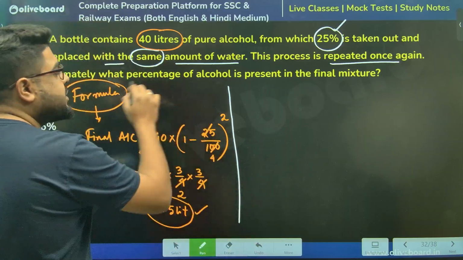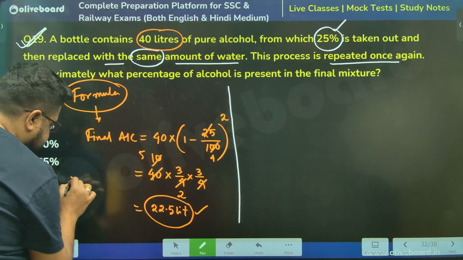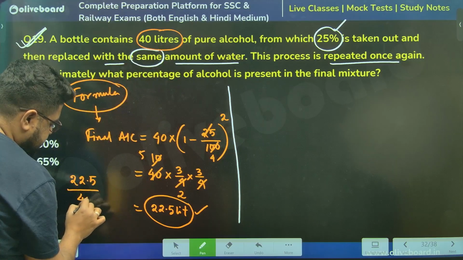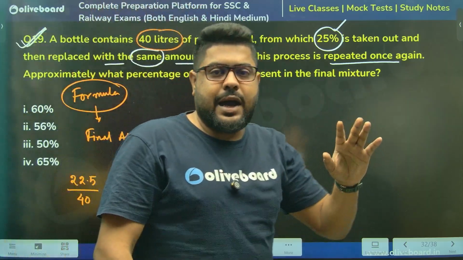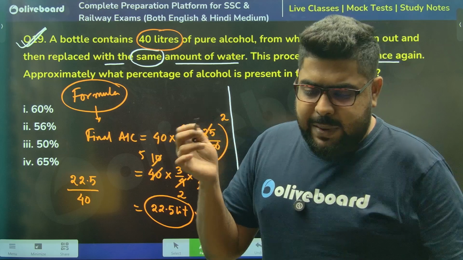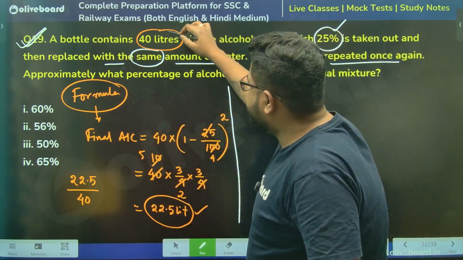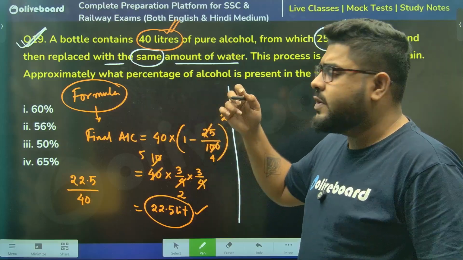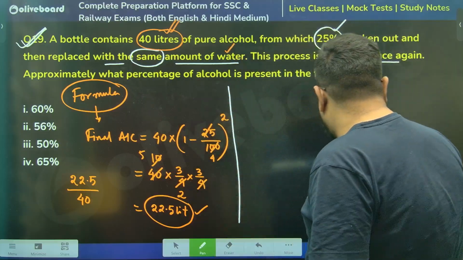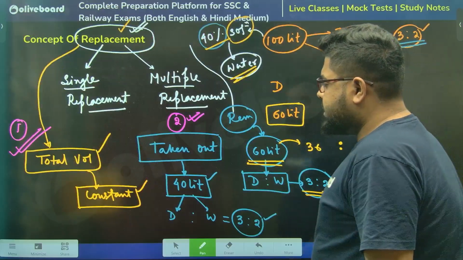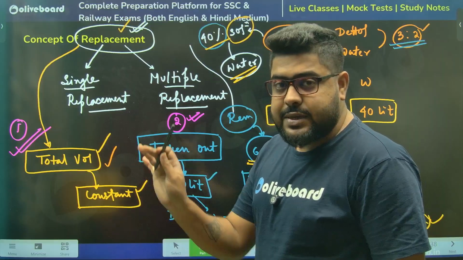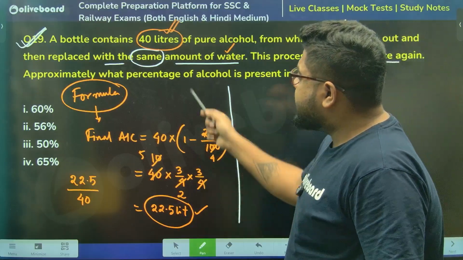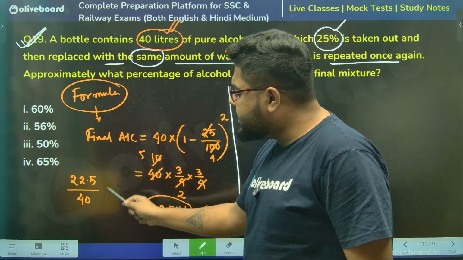They are asking the percentage of alcohol. So it is 22.5 liters of alcohol out of a total of 40 liters of solution. Because I told you, it does not matter how many times you are doing the replacement, the total volume will always remain constant. Be it one replacement, 2 replacements, 3, 4, 5, if you are doing multiple replacements, the total volume will always be the same. That was the concept of pure replacement. So the total volume after both the replacements will still be 40.